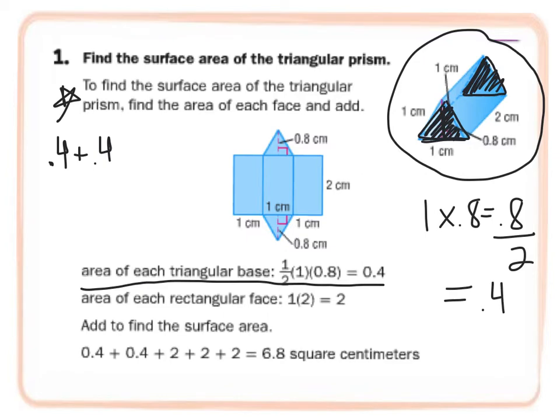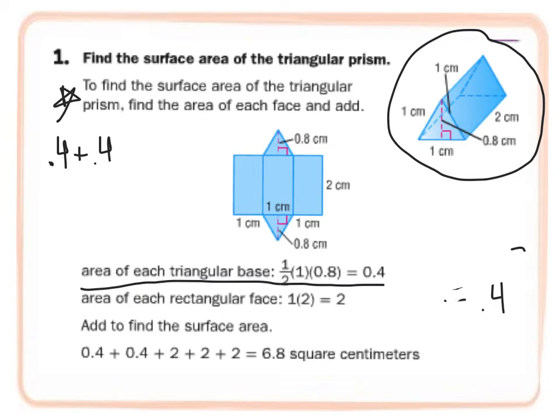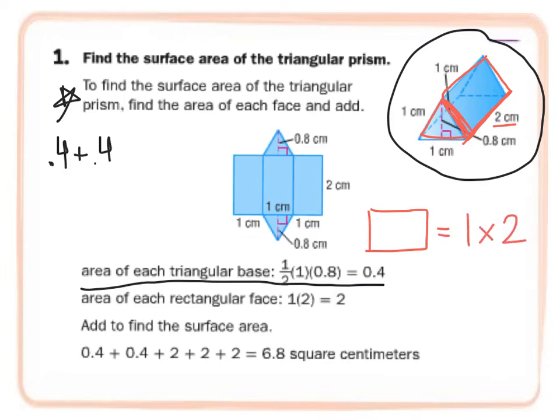Now I need to make sure that I do my rectangular faces. So I'm going to erase this part. I've done my math and I know my two triangles are 0.4 and 0.4. Now I'm going to do my rectangles in red. You just need to outline each face and then you might want to draw it out. I see I have this rectangle. This bottom part is 2 and this side length looks like it's 1, because all these side lengths are 1. So this is 1 times 2. That rectangle right there.